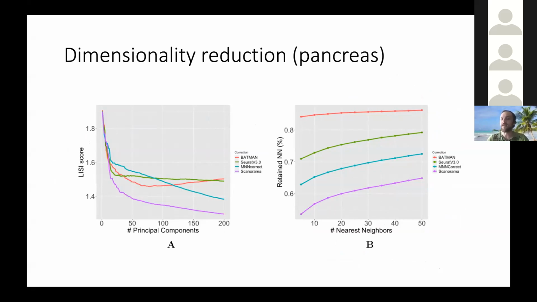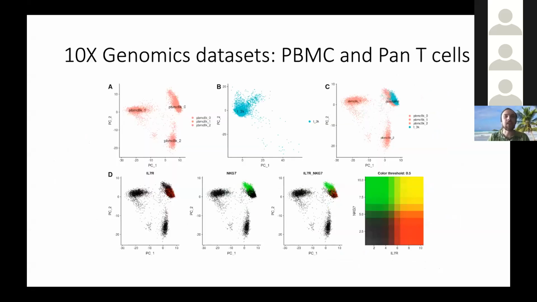Since, if we remember the first slides, if we don't care about local structure, we can simply mix the two data sets and get the best results. So finally, I also used two 10x Genomics data sets. This is PBMC and pan-T cells.